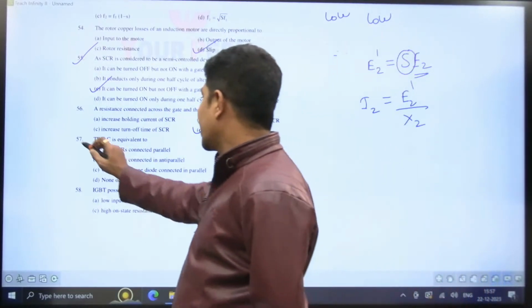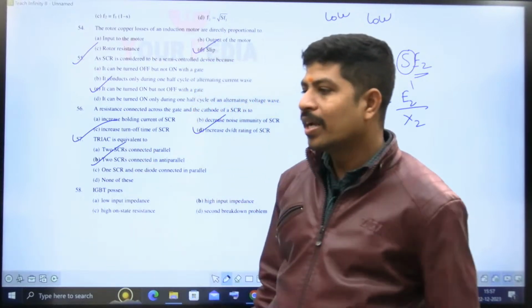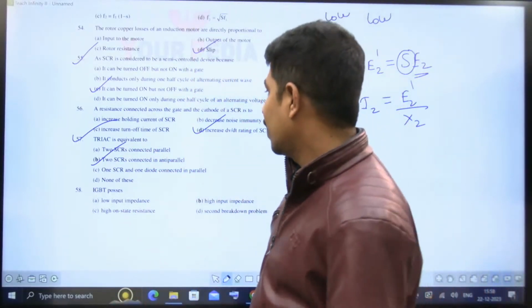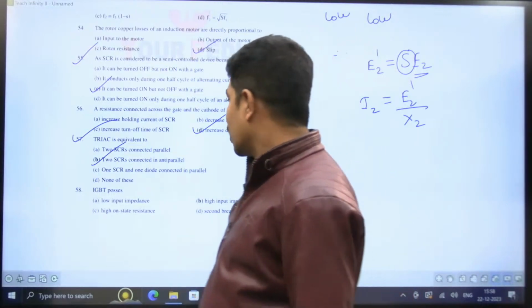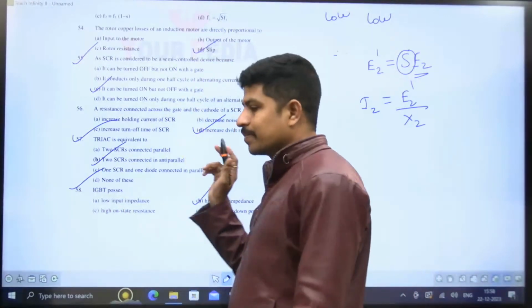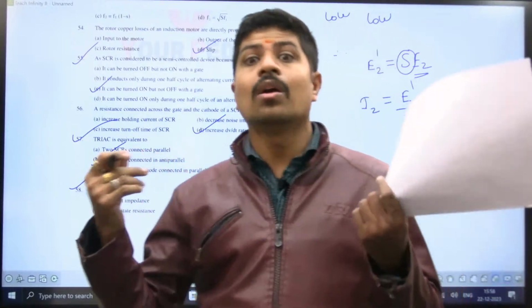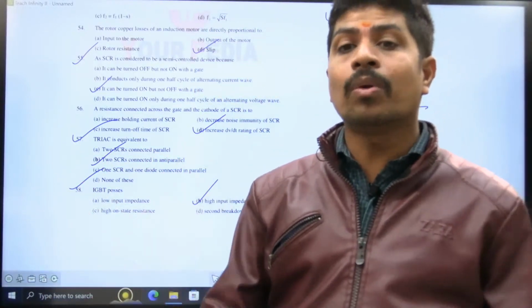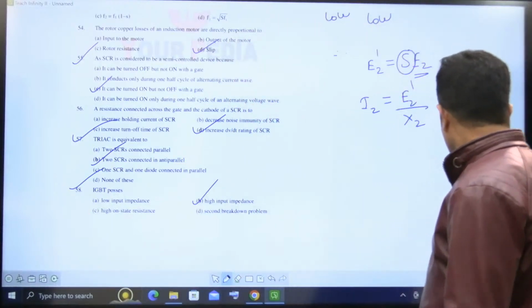Next, a triac is equal to two SCRs connected in anti-parallel. We all know that. Next, IGBT possesses low input impedance? No, high input impedance. One of the most important requirements of an IGBT is to have a high input impedance. Next question, please.